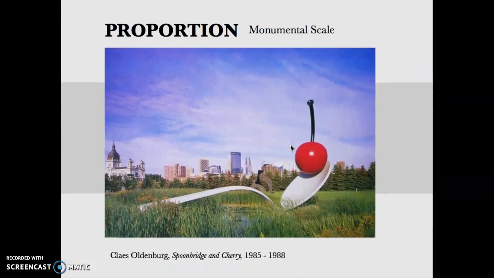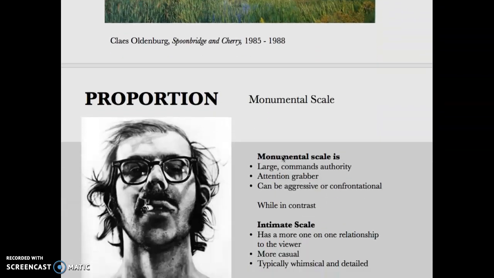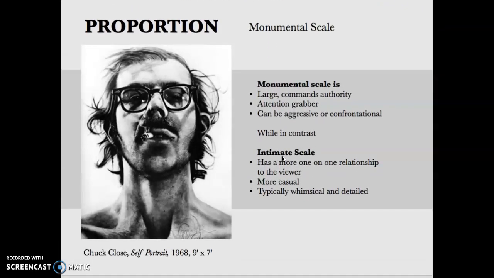Whereas monumental scale is the exact opposite. Larger than human scale, it's intended to be impressive, showing an object in proportion with other shot objects to give a massive, giant feeling. A monumental scale can be large, it commands authority, it grabs attention, it can be aggressive or confrontational, while with intimate scale, think of intimacy. We've got a one-on-one relationship. We're really getting close. We're really looking at the details.